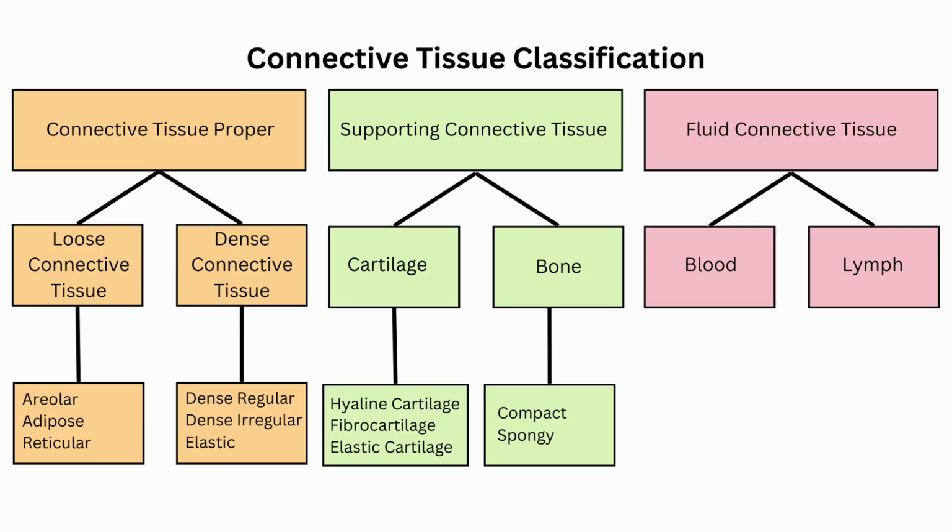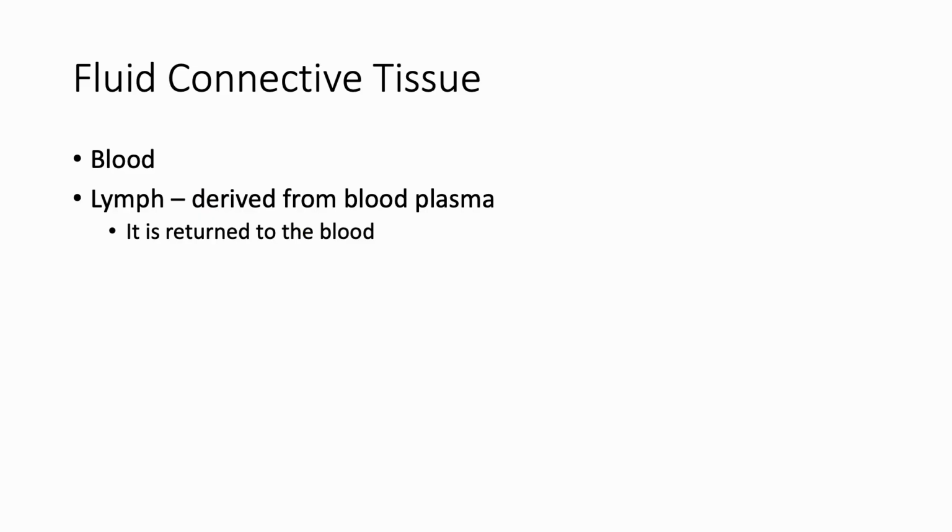And our final tissue that we're going to look at is fluid connective tissue. So this includes blood and lymph. So blood we're probably familiar with. We're going to look at that. Lymph is derived from blood plasma. We have lymph vessels that carry lymph, and ultimately this lymph fluid is returned back to our blood system.